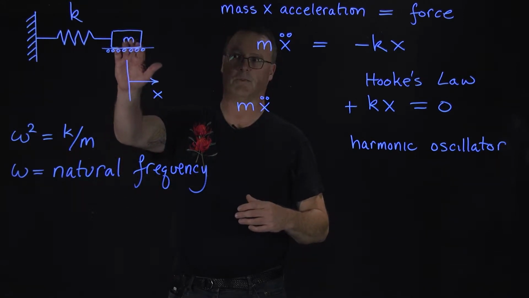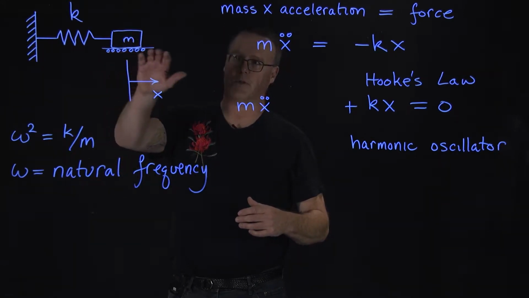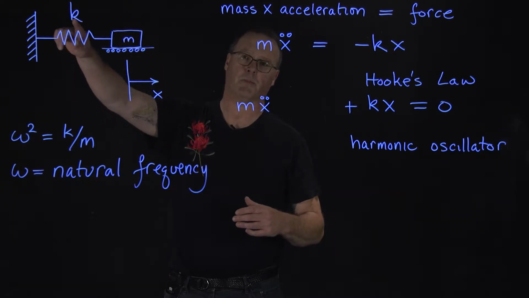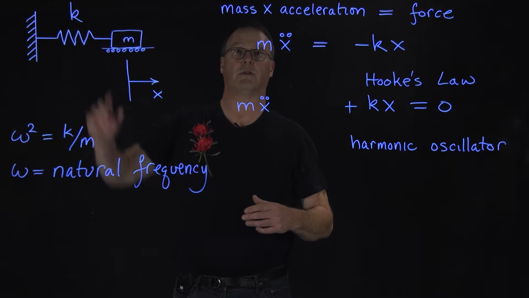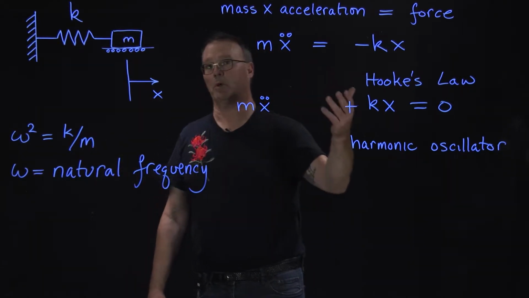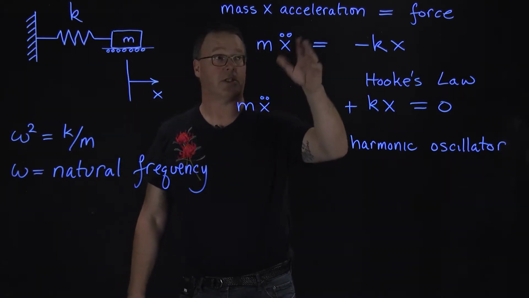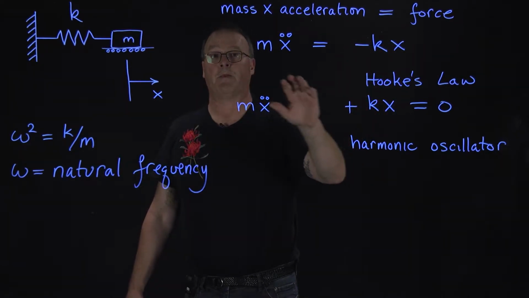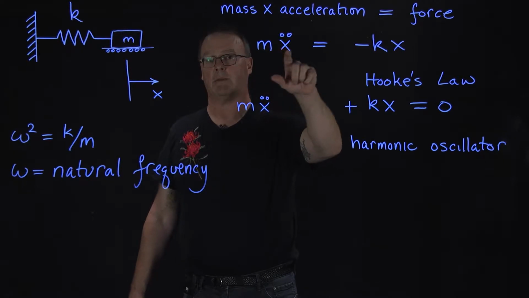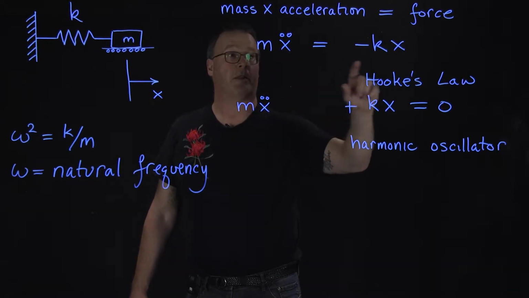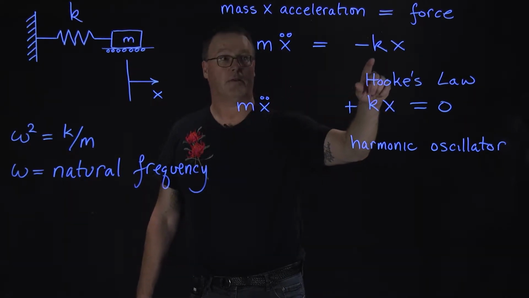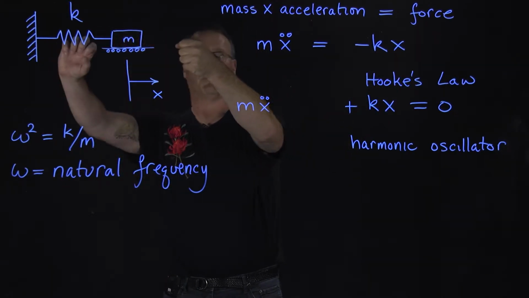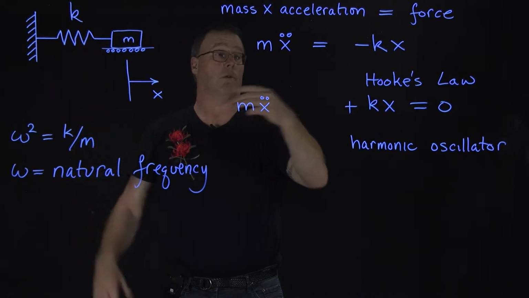Anyway, this mass has mass m, and it's supposed to roll freely on these rollers in a horizontal movement, and the spring has spring constant k. So the physics of the motion is really simple. The mass times the acceleration is equal to the force, good old F equals ma. So the mass times acceleration is m times the second derivative of x. And the force is the negative of k times x, because as we extend the spring, the force pulls it backwards. So that's Hooke's law.